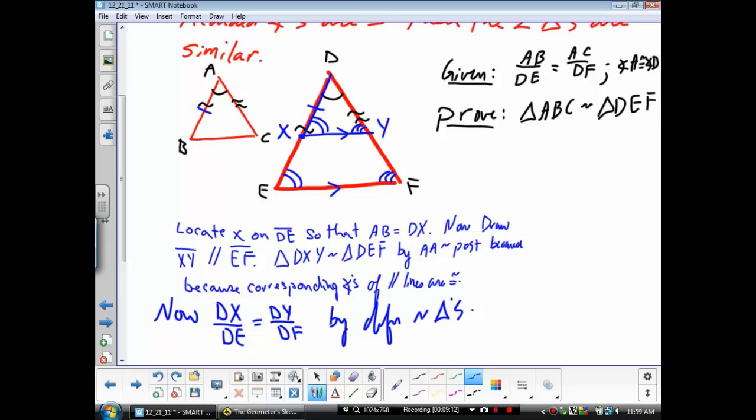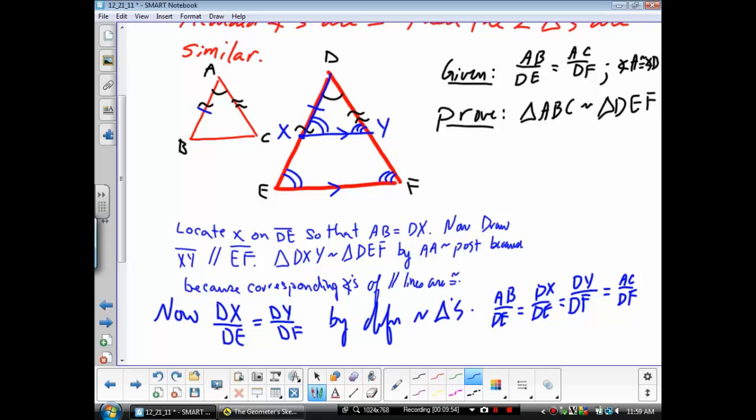Since AB equals DX, and since AB to DE equals AC to DF, I can say by substitution and by transitive property that AB is to DE as DX is to DE as DY is to DF as AC is to DF.